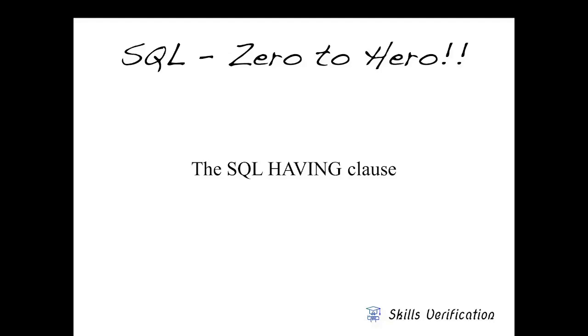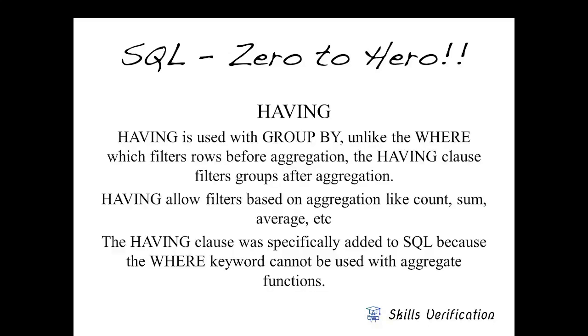In this lesson, let's delve into the SQL HAVING clause. I personally call it the WHERE clause for grouped data and aggregate functions. HAVING is used with GROUP BY. Unlike the WHERE clause, which filters rows before aggregation, the HAVING clause filters groups after aggregation. HAVING allows filters based on aggregate functions like COUNT, SUM, AVERAGE, etc.